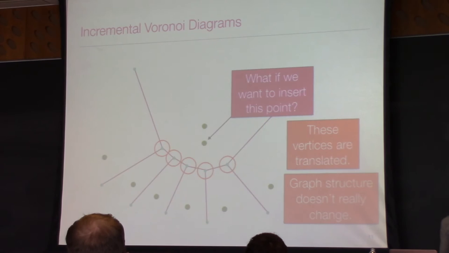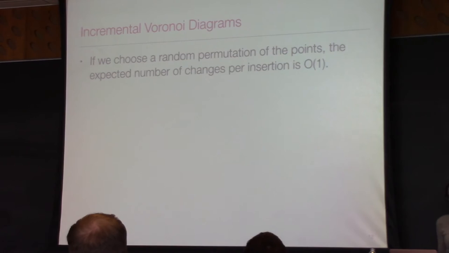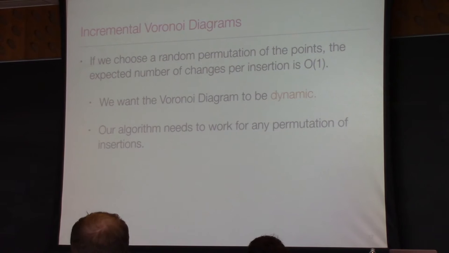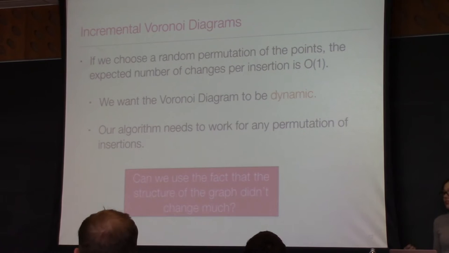Okay. If we were to choose a random permutation of points, the expected number of changes is actually quite small. But the problem is this isn't dynamic. If we had points coming in one at a time, of course, we can't retroactively go and randomize the permutation of points. So we need an algorithm that works for any permutation of insertions. Our algorithm can be randomized, it just can't depend on the order of the points. We have to allow for a worst-case sequence of insertions. So can we use the fact that the structure of the graph doesn't change a lot to do better than before?